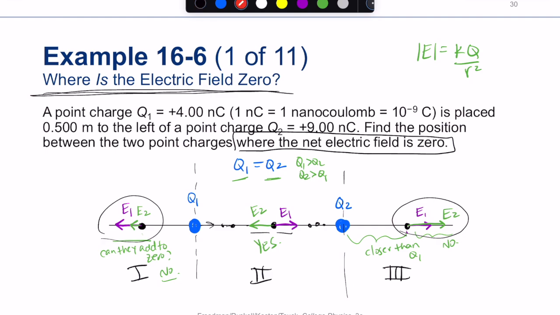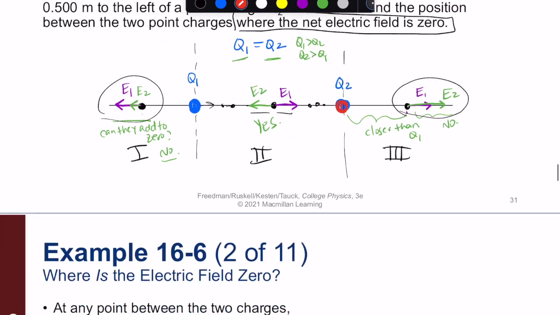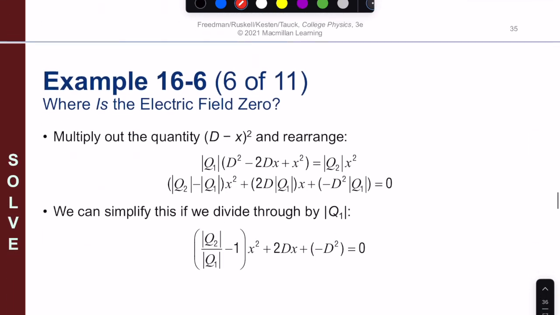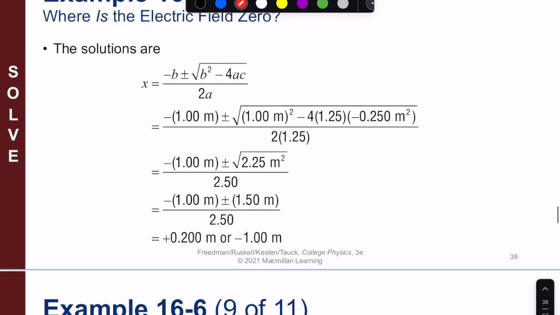And so other variations would be, well, what if I made one negative? There are going to be other variations that could be asked on the exam. So I want you to do this example, follow the video on Canvas. And there's also a homework problem that asks this question as well.